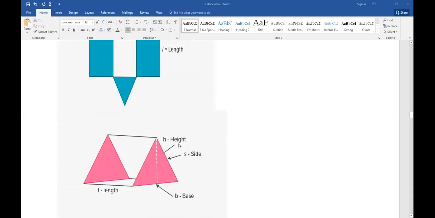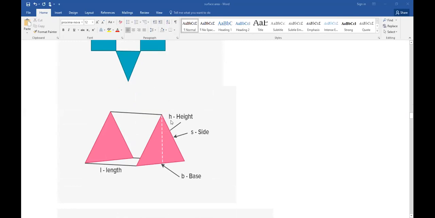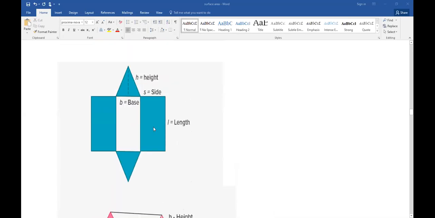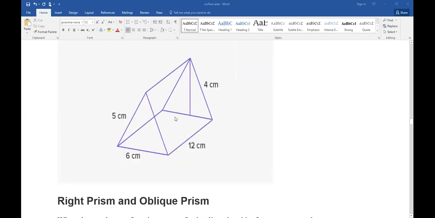Now let me just share these ones with you. This one is a prism, a triangular prism. As you can see here, we have the cross section, which is a triangle. This one is a net, opened out. Here it is a net. You can see the two triangles, the two rectangles, and then we have the base, which is down here. This one is another example of a triangular prism.